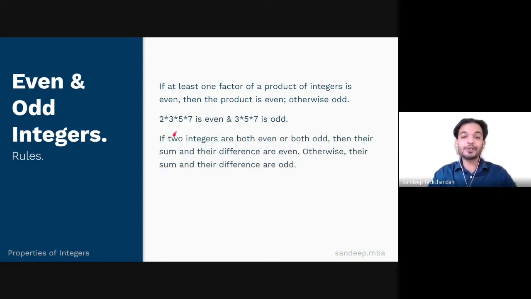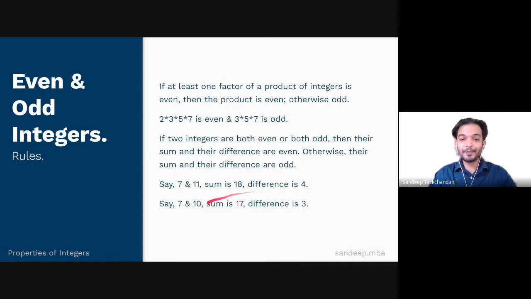The second rule says that if we have two integers and both the integers are either even or both the integers are odd, then their sum and their difference are even. Otherwise, their sum and their difference are odd. Say I take two numbers, 7 odd and 11 odd. If I add them up, I'll get 18, which is an even number. And if I subtract them, I get 4, which is again an even number.